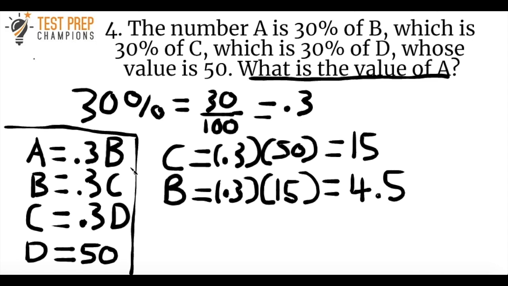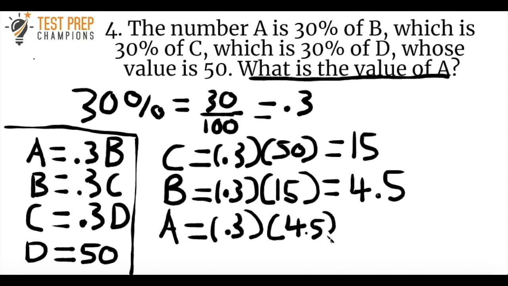Now that we have B, we can get A, because A is equal to 0.3B. So A is just equal to 0.3 times B. And what is B? Well, we just found that B is equal to 4.5. So we just run that through the calculator. Do 0.3 times 4.5 in your calculator, and the answer is 1.35. So after all that work, the answer is just 1.35.